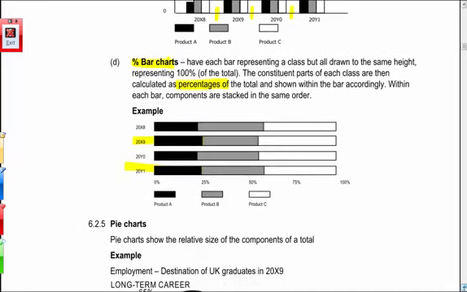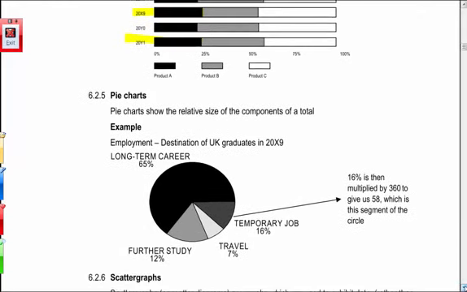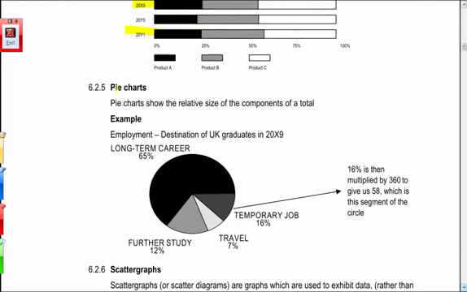The next type that we need to look at is a pie chart. A pie chart also is based on percentages, but this shows the relative size of the components as a part of a circle. So what we have here then in the example is the destination of UK graduates, and we can see that the majority of them, 65%, are going to go on to a long-term career.